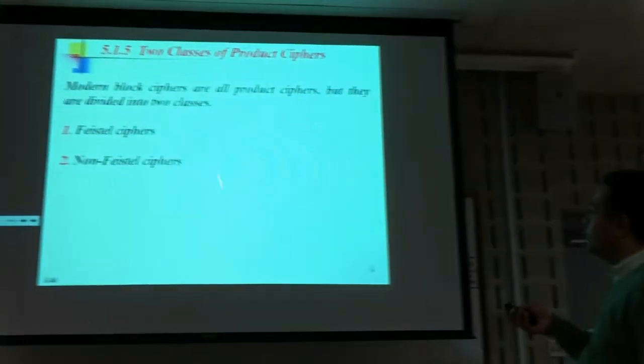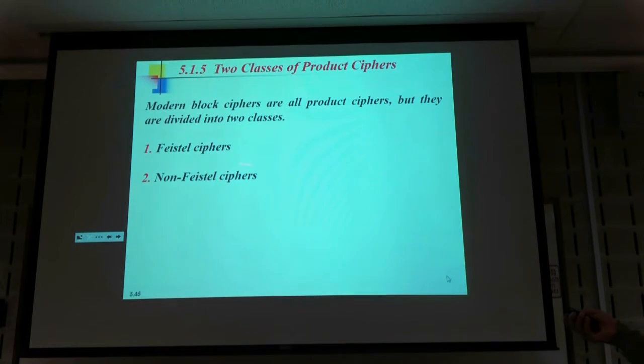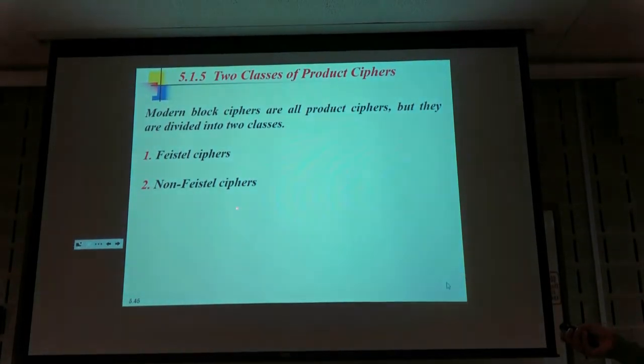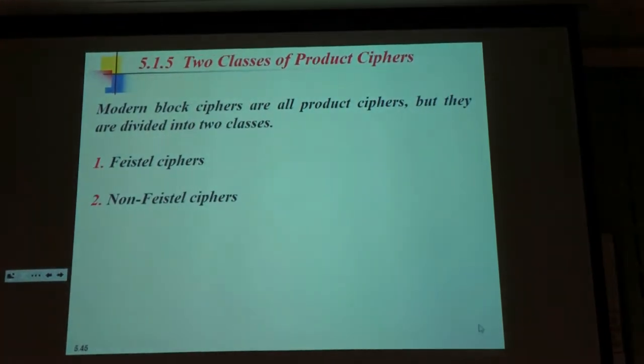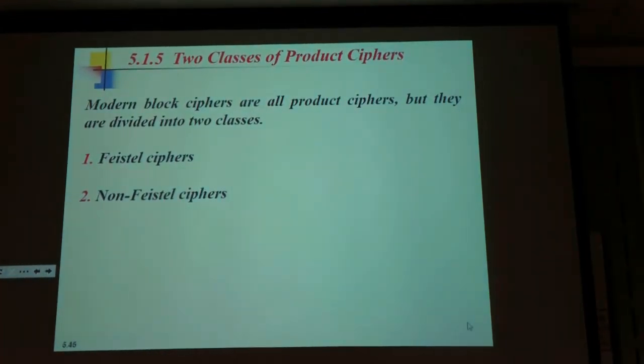All right. So there are two classes of product ciphers in general: Feistel ciphers and non-Feistel ciphers. We'll tell you what's the difference. Modern block ciphers are Feistel. An example is DES. You know what DES is, right?